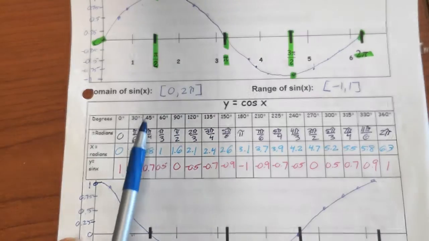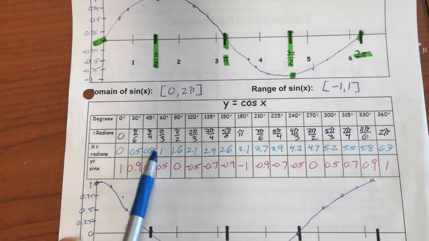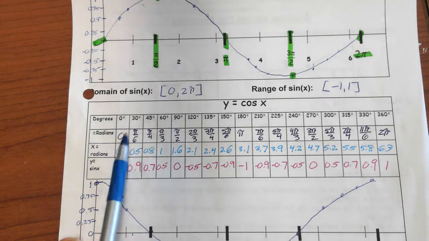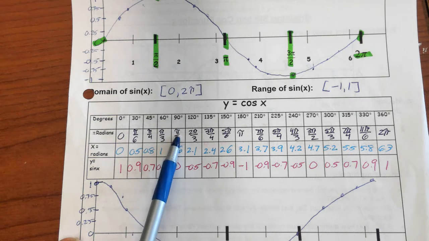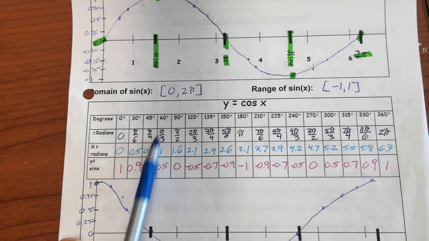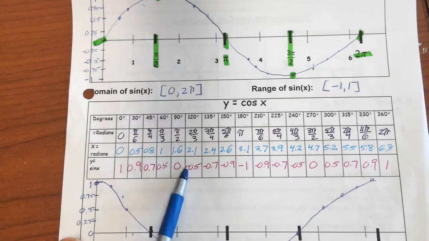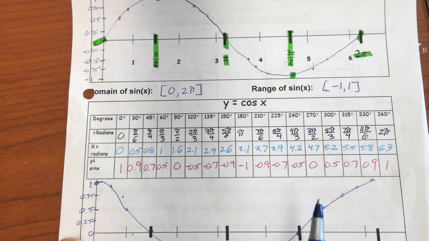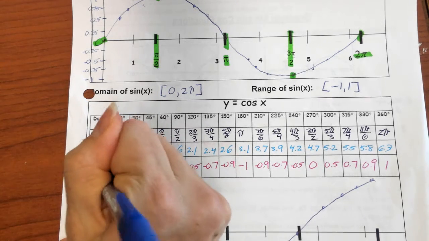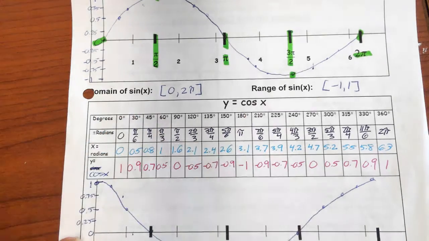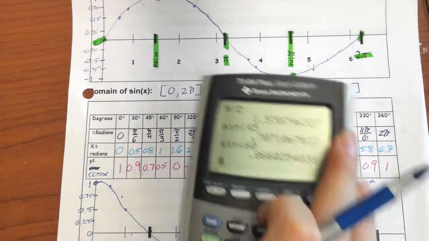So actually, the first 3 rows of this are the same as sine, right? It's degrees, degrees moved into radians, and then radians in decimal form. So these first 3 rows are the exact same as above, except this time we're doing, and this says y equals sine, it should say y equals cosine x. So cosine x, same thing.